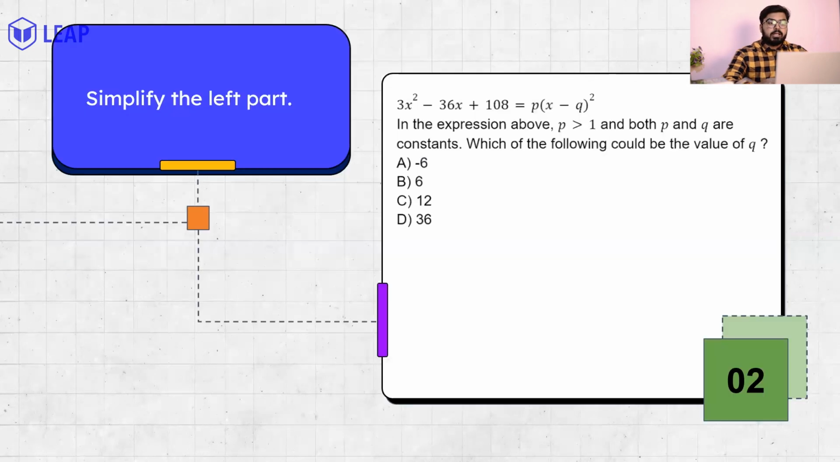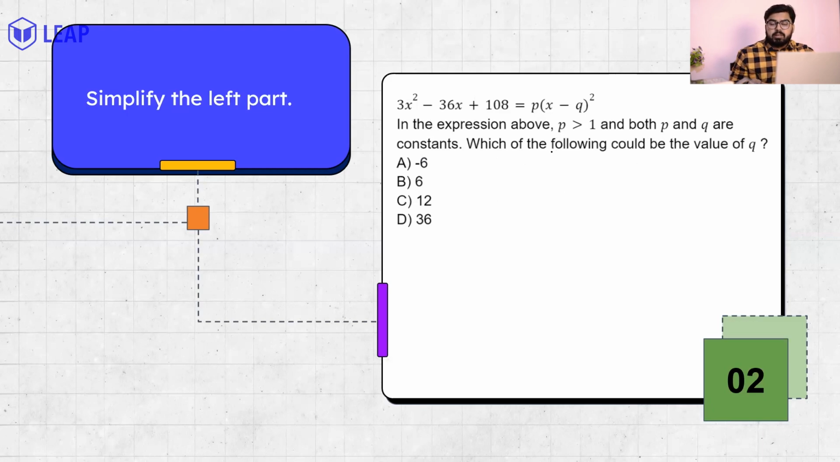Now, coming to the next part, this question. If you want, you can pause the video and try this and then come back. I hope you have already done this. Let's try this question. In the expression above, p is greater than 1 and both p and q are constants. Which of the following could be the value of q?